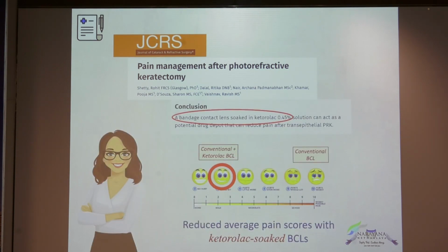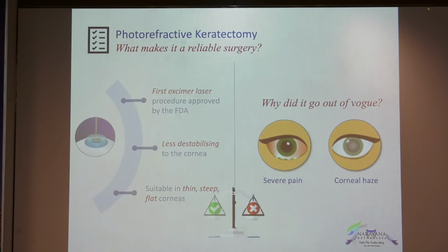So post-operatively, what we saw was that if we used the conventional BCL, the scores were around 8 to 10 on average. But if we use a ketorolac soaked BCL, the pain on the Wong-Baker pain scale came down to 2, which is quite a good thing for PRK. And a lot of times they come on the second day with a crystal clear eye as if they had got a LASIK done. So the second one is corneal haze.